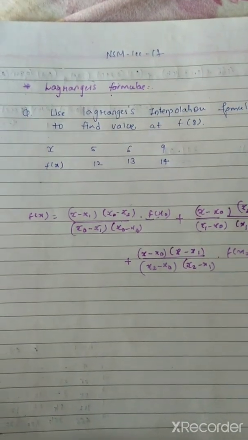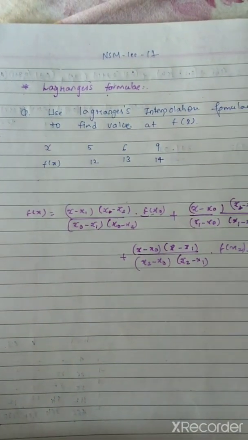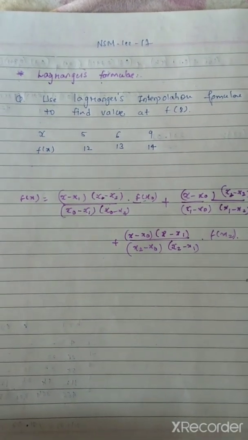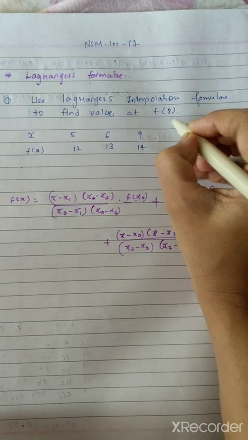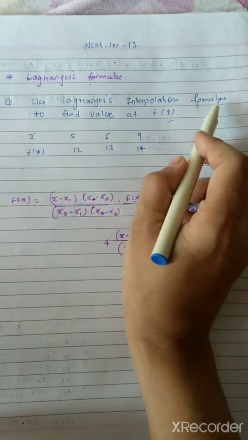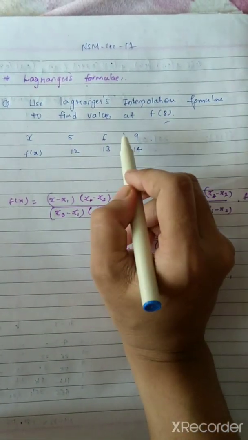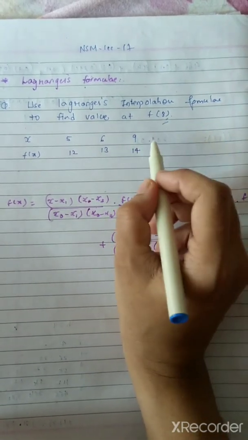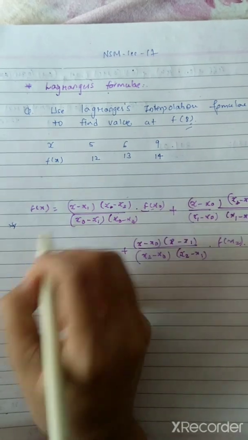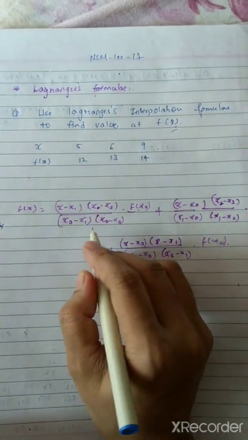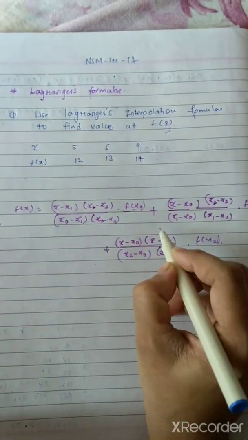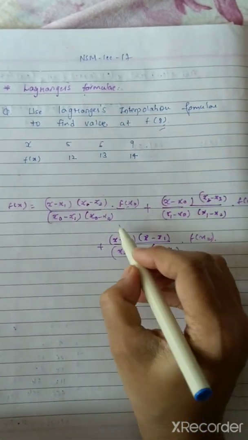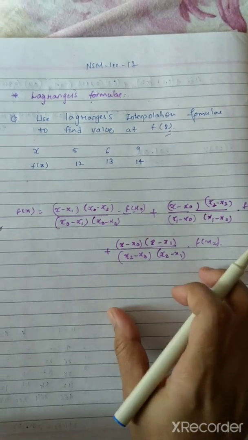Lecture 17 will start with Lagrange's formula. This is another formula which we are going to use to find the function at any point, that is Lagrange's interpolation formula. Using this formula we can find the value anywhere, but the formula is quite difficult to remember. It's simple to understand, but difficult to remember, and as the number of functions goes on, the formula will increase. So this is the drawback.